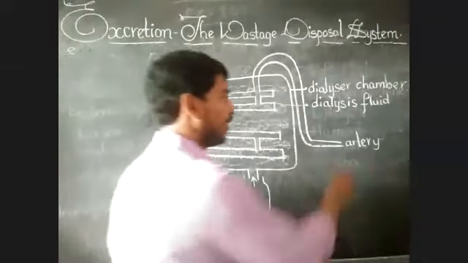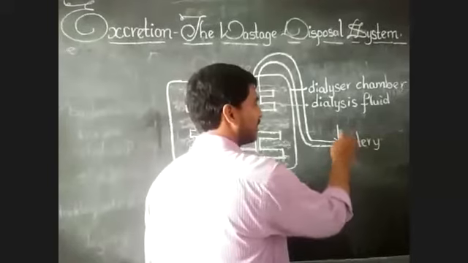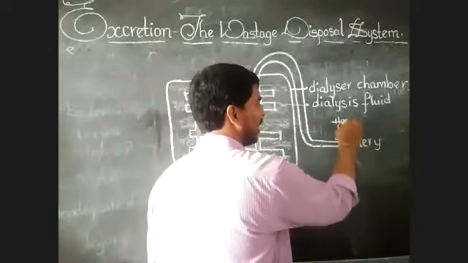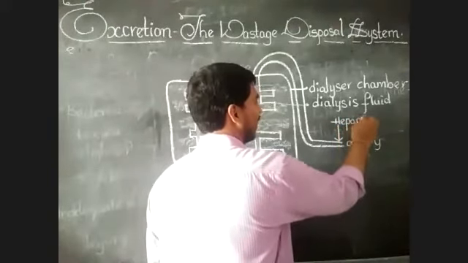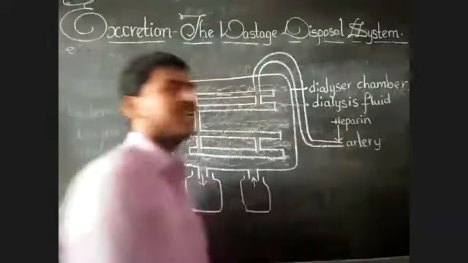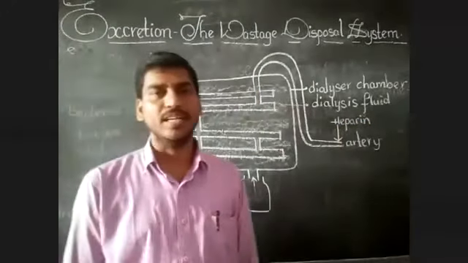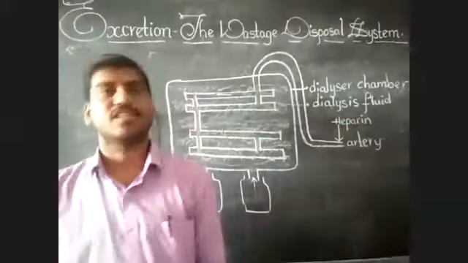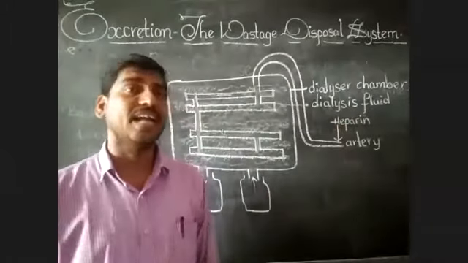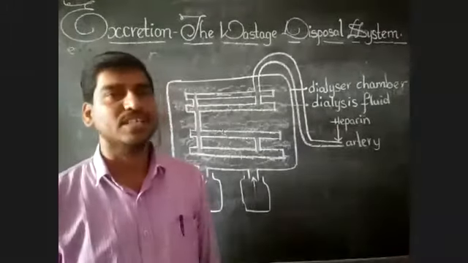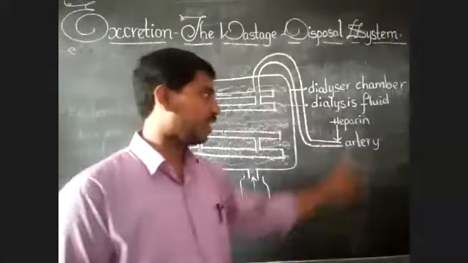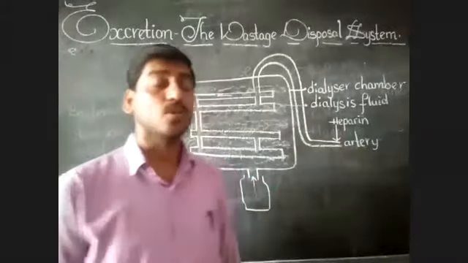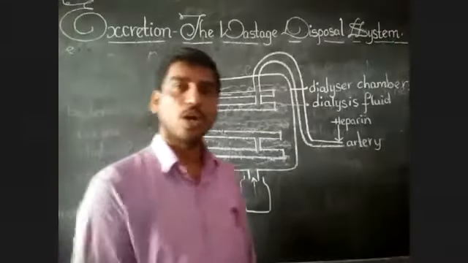In order to prevent clotting, we add a substance called heparin. Actually, heparin is a natural anticoagulant, but we don't get the natural anticoagulant here. So we add an artificial anticoagulant, which is sodium oxalate. We are going to add this, which prevents the blood from clotting.